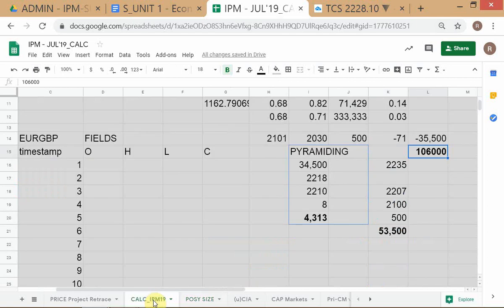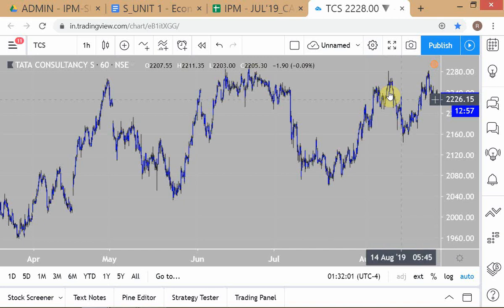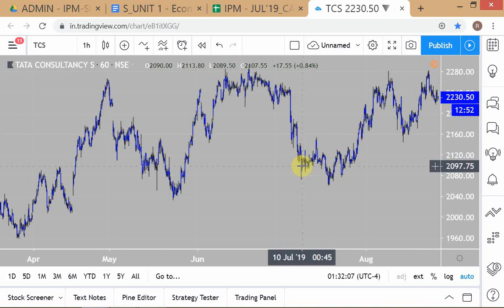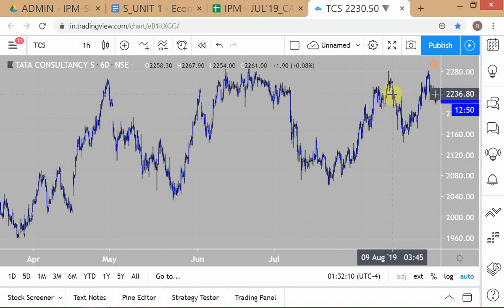Are you following so far? What is our decision problem? We need to figure out how many shares we can afford to buy at 2235 without breaking our risk rules, so that both lots, the 500 shares from before and the new one we buy here, will be stopped out at this level. And that should not lead to a break of our risk rule of $106,000 in this system, right?